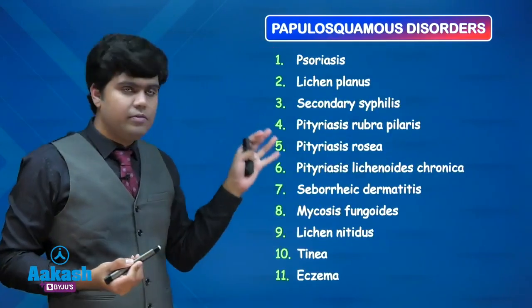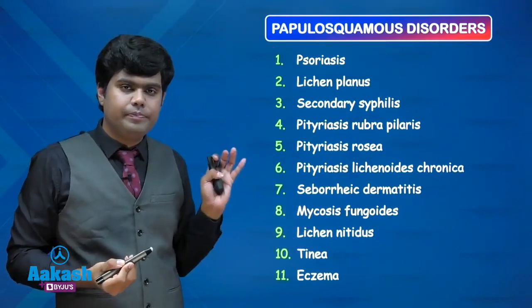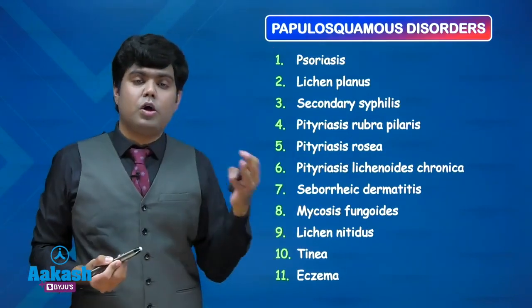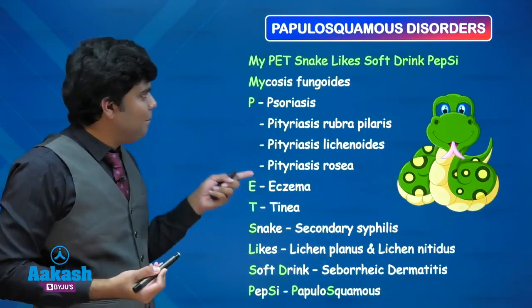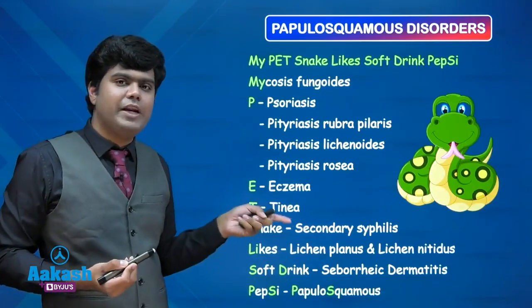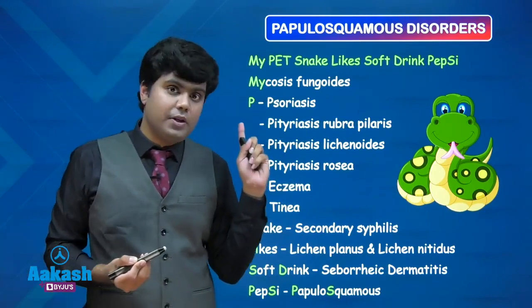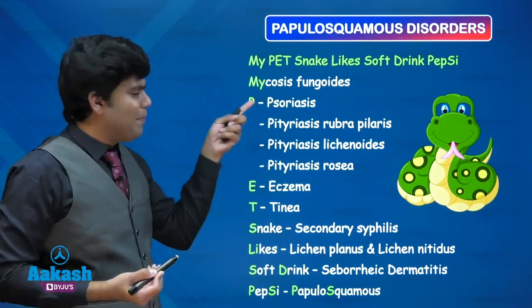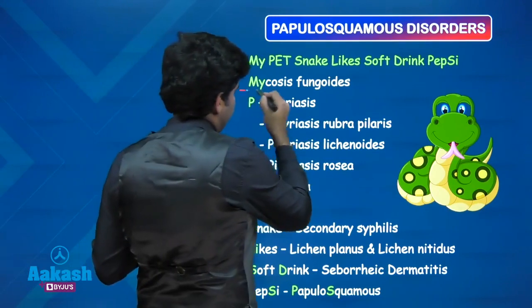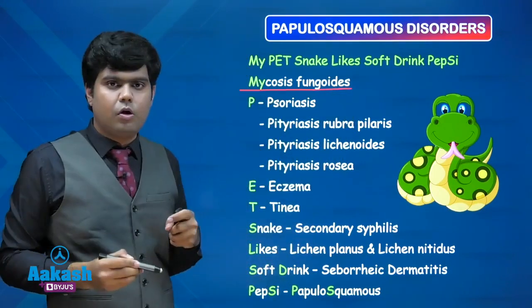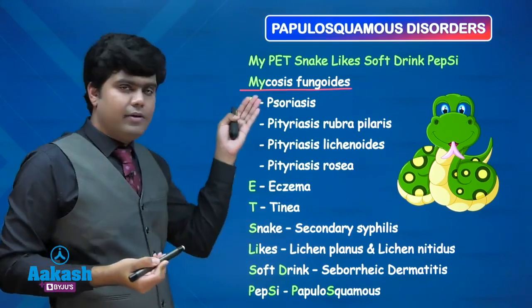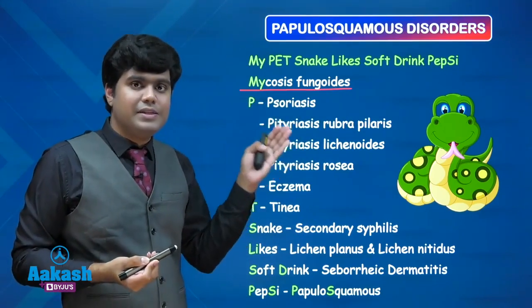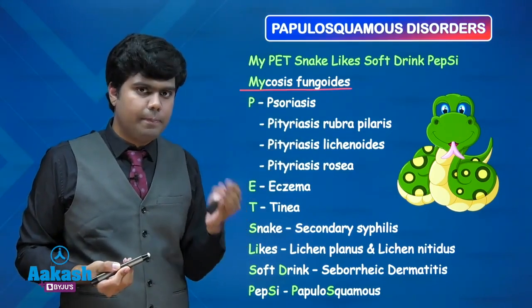So we have this big list again, how to remember which is papulosquamous, which is not papulosquamous. So again, I have got a wonderful mnemonic. My pet snake likes soft drink Pepsi. So there we had a pigeon, here we have snake. So my pet snake, my is Mycosis fungoides. Some people pronounce it a different way. So what is MF or Mycosis fungoides? It is a form of cutaneous T-cell lymphoma.